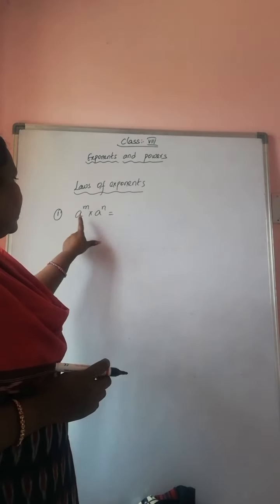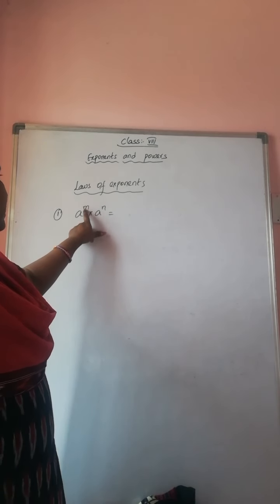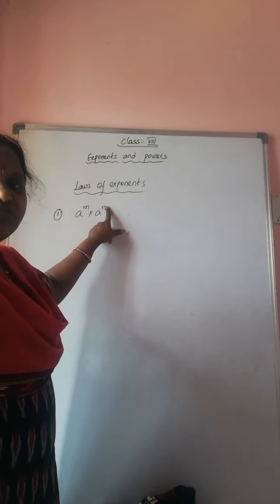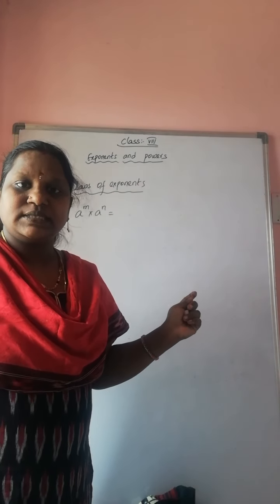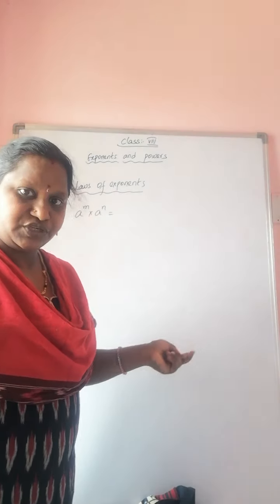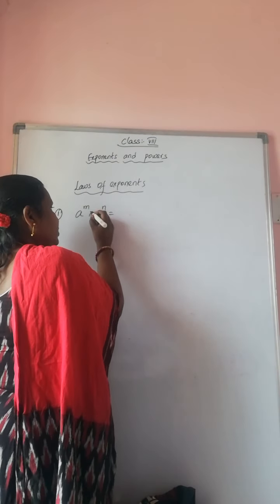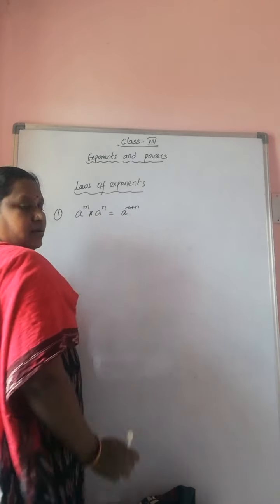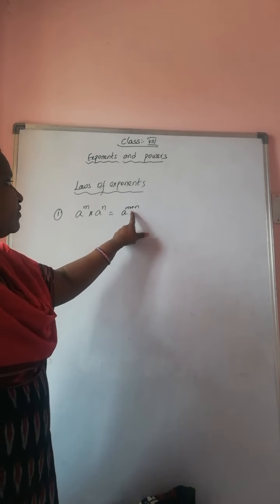Here you can observe: in a to the power of m, a is the base and m is the power. And here also a is the base, n is the power. No need to memorize these laws of exponents. Just understand them so that it gets easy for you and you can do the problems quickly without any confusion. Here the bases are equal, and when the multiplication symbol is there, you have to add the powers. a to the power of m into a to the power of n is equal to a to the power of m plus n.